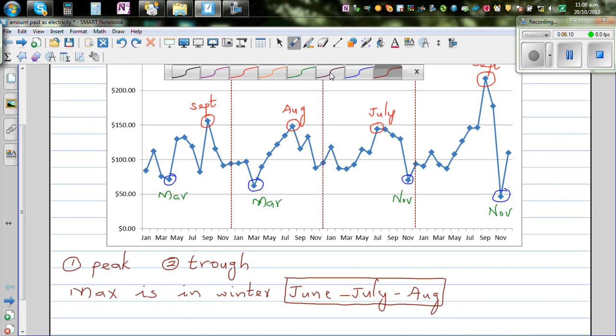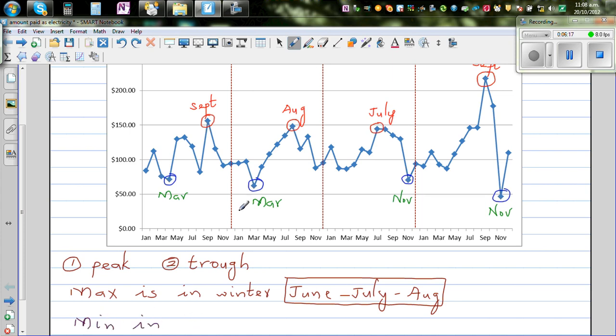Okay, you can say minimum in summer months, minimum in non-winter months. Let's write that: non-winter months, that is summer, autumn, and spring. Okay, the next thing that you are looking at is called the seasonal variation. In time series, this is called the seasonal variation. That means as summer approaches, your electricity is going to be used less, and as winter approaches, you're going to use more. Okay, so that's a seasonal variation.